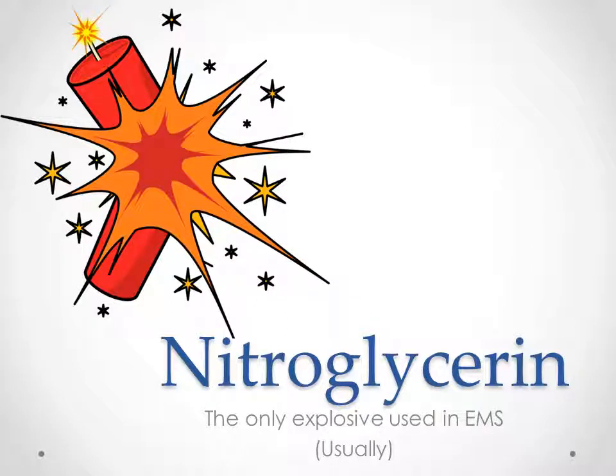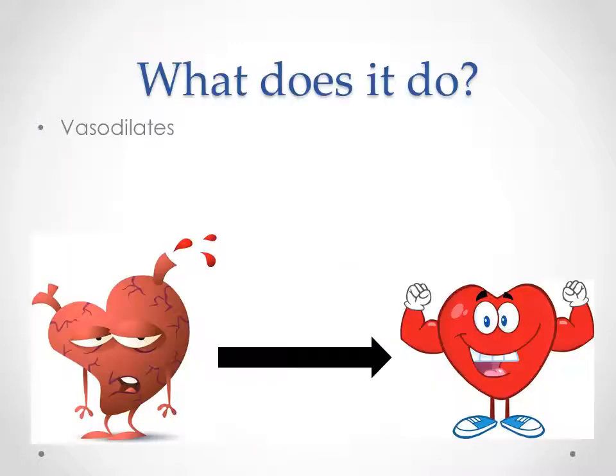Nitroglycerin. As a reminder for EMT basics, it is within your scope to assist patients with their own prescribed nitro. ALS can administer initial doses without base contact. So what does nitro do? Nitroglycerin is a vasodilator acting on both the peripheral venous system and the coronary arteries.